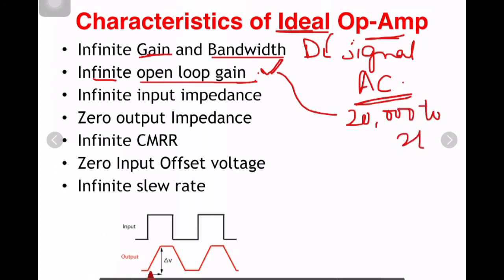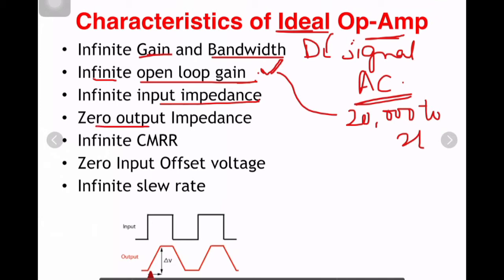An ideal op-amp has infinite input impedance. We are all aware that input impedance is the ratio of the input voltage to the input current. So it should be infinite, without any leakage of current from the supply to the inputs. But there is some leakage current in the case of a practical op-amp. I am also telling you the characteristics of the practical op-amp side by side with the ideal op-amps.